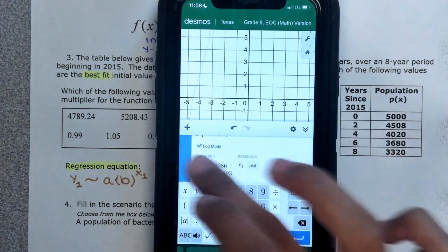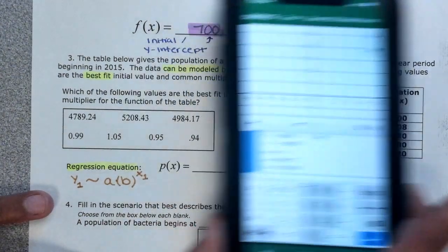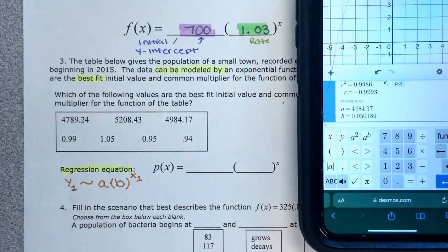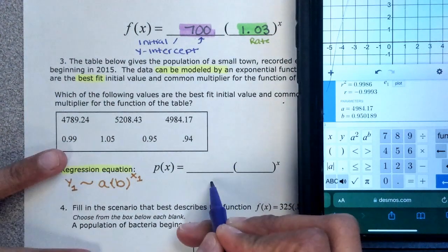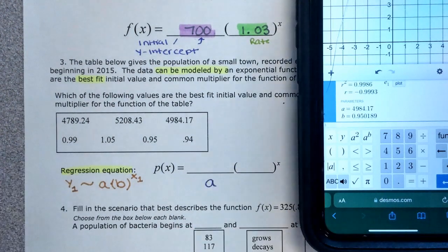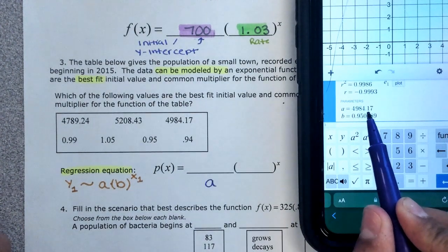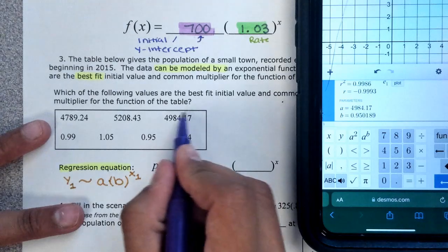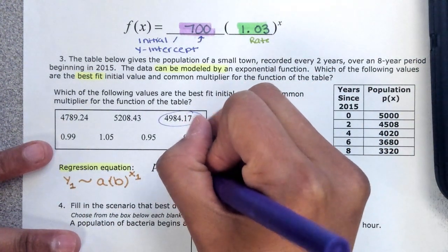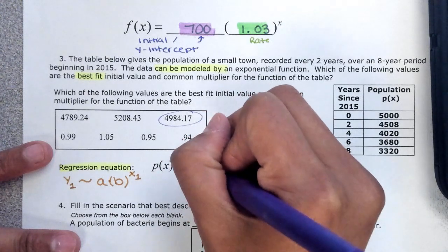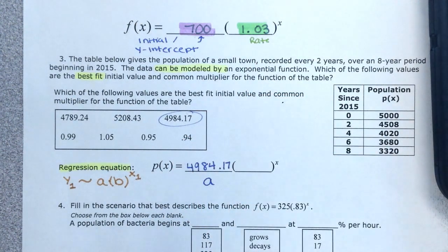And then don't forget you have to click log mode. So click log mode, make sure that's checked, and then what you're looking for is the a and the b value. So let's go ahead and write that here. This is going to be your a value. So my a value is 4984.17, and that's going to be right here. If this were on a test, I would just drag and drop this right here, or a drop down menu, 4984.17. That's my a value.